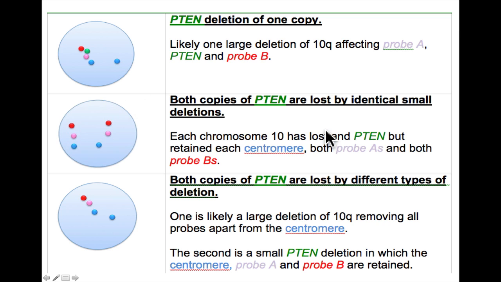This is the most common homozygous deletion that we see. It's a smallish deletion just involving PTEN and keeping probe A and B. So this is something that we've seen as the most frequent homozygous deletion. Another homozygous deletion, this time one of the chromosomes is similar to this one. The other one has lost all probes except the centromere, so a big second deletion there. So those are some of the things that one sees when one's doing scoring.